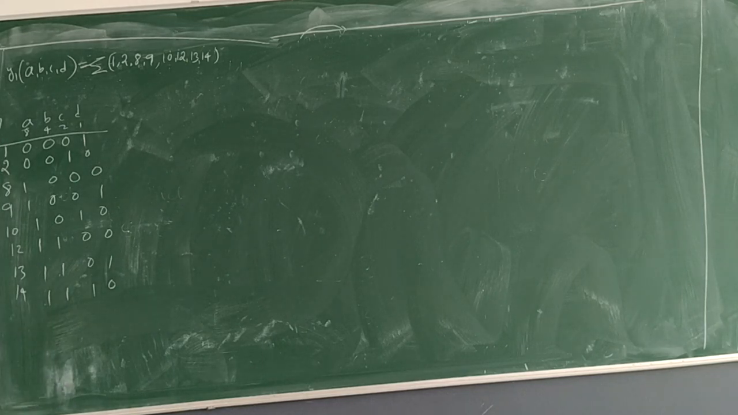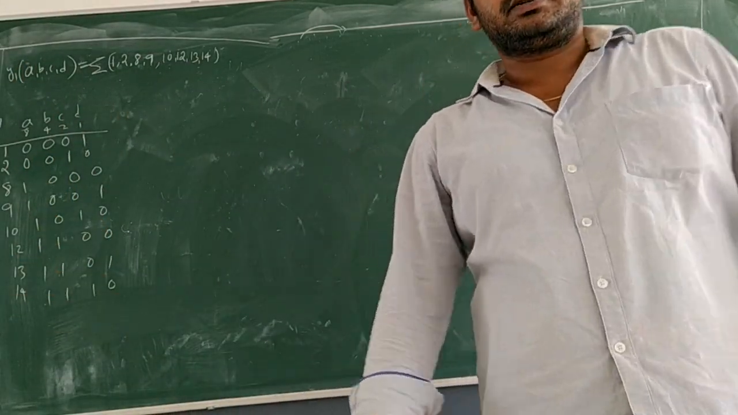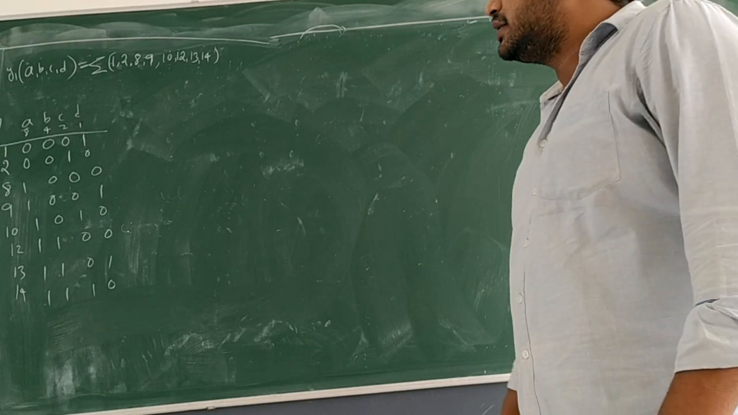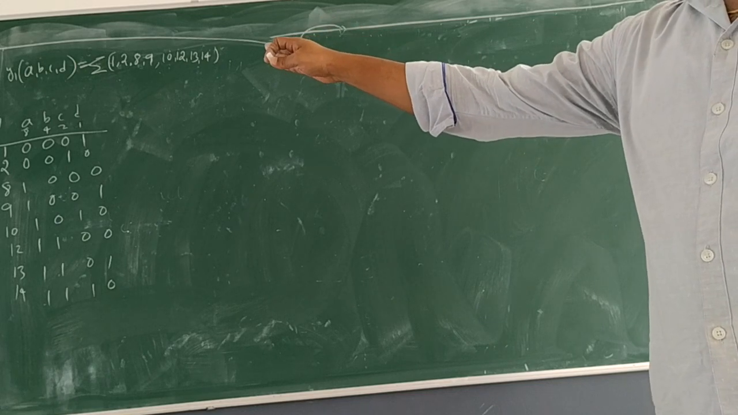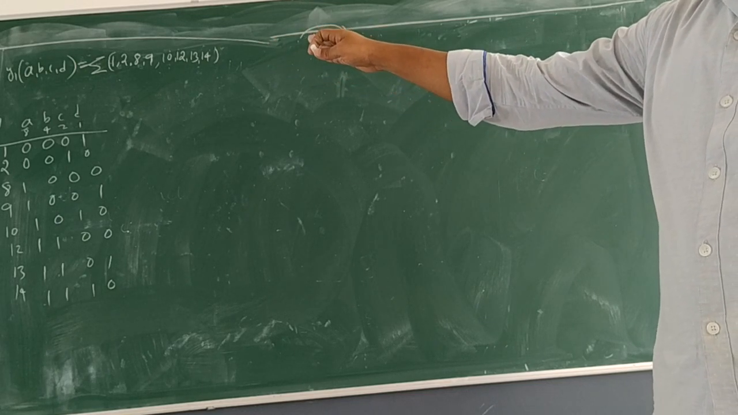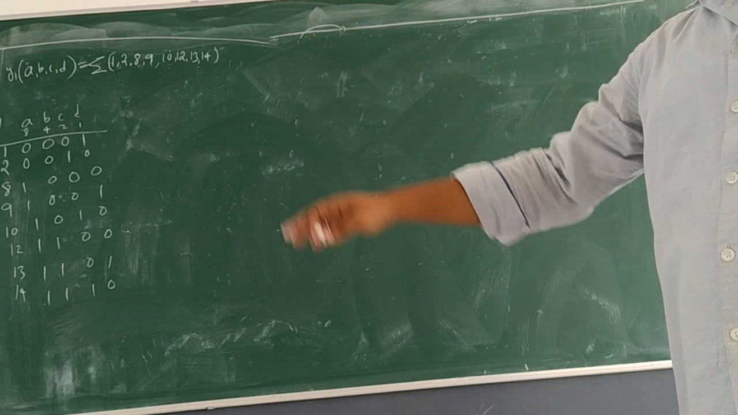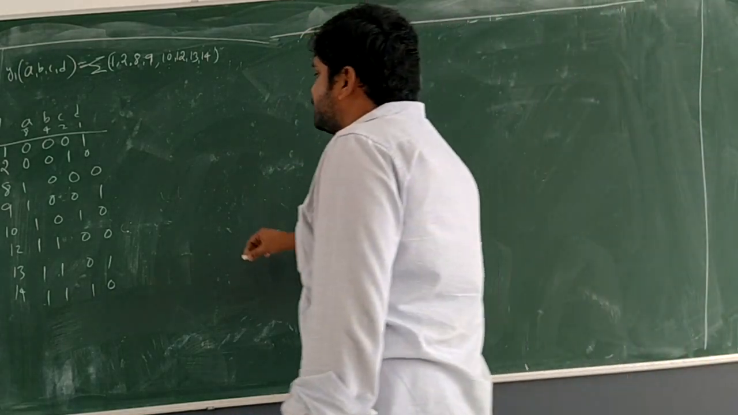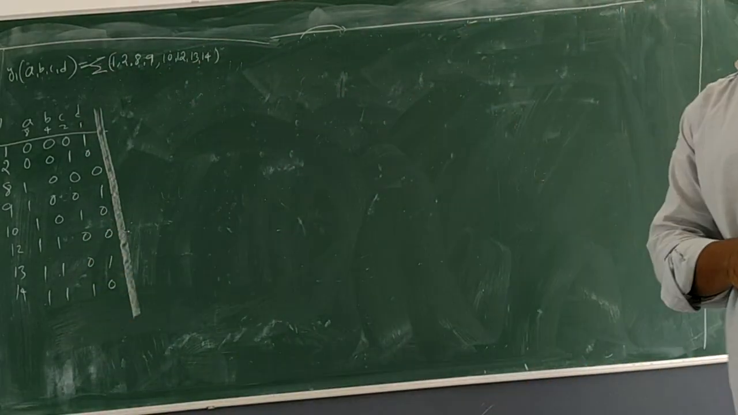So we have written the terms 1, 2, 8, 9, 10, 12, 13, 14 in increasing order, and we have represented them in terms of bits A, B, C and D. D has a magnitude of 2 raised to 0, which is 1, C is 2 raised to 1, which is 2, B is 2 raised to 2, which is 4, and A is 2 raised to 3, so the magnitude will be 8. Okay, so that is step number 1.